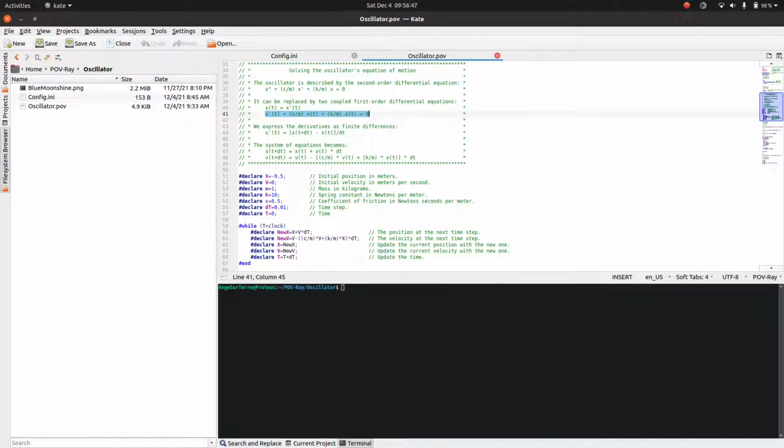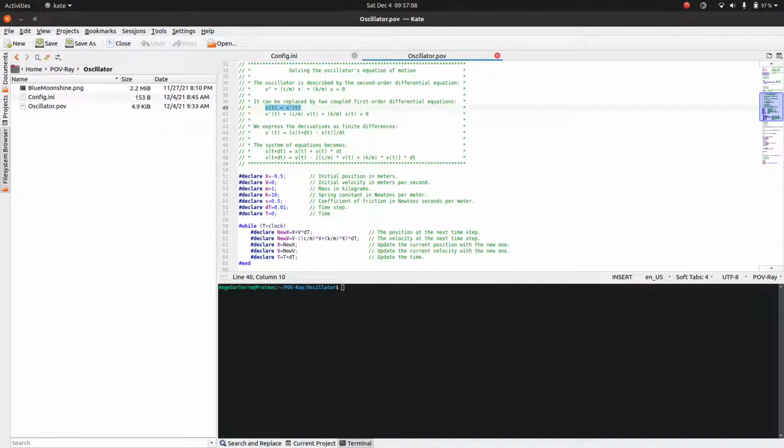This differential equation, which is highlighted, has two unknowns, the position x and the velocity, but we have a second equation here, the fact that the velocity is the first derivative of the position.